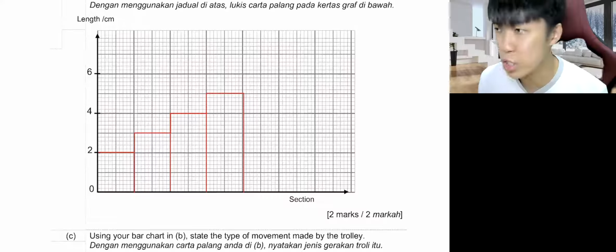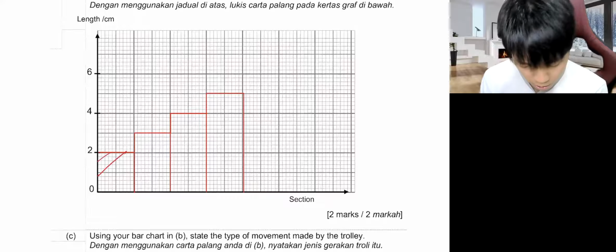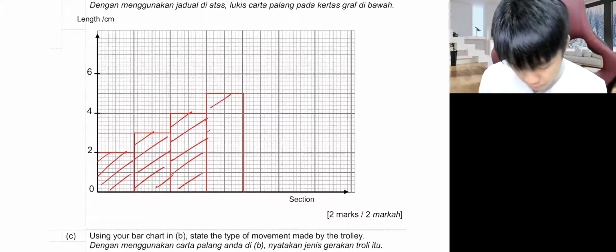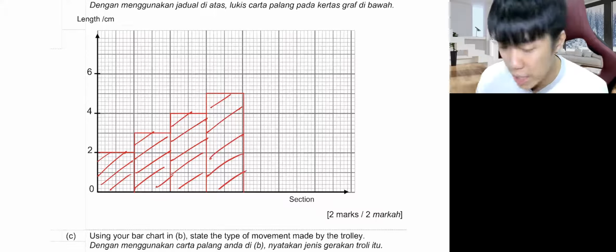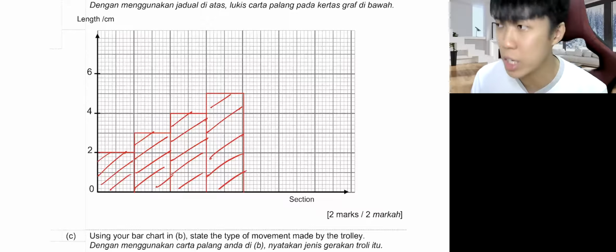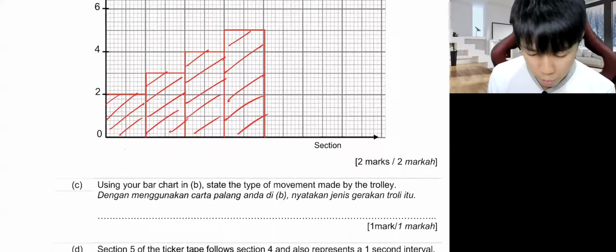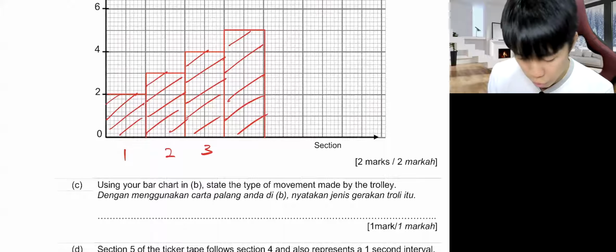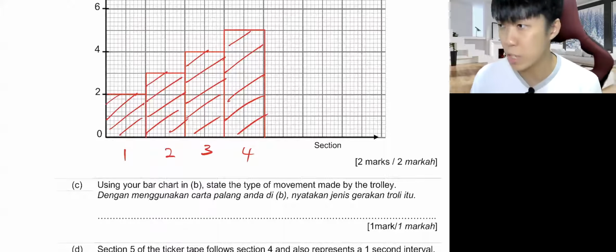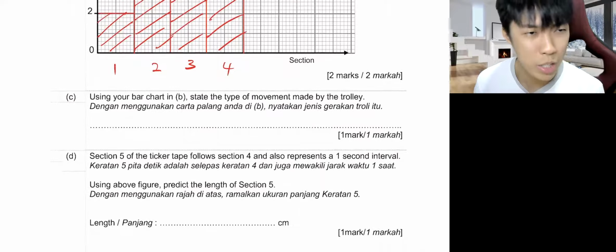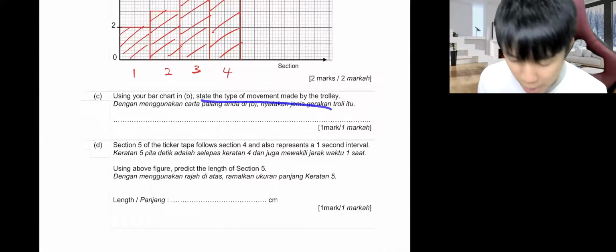And remember, do the shading. Must shade. Yes, must do the shading for bar chart or histogram. And finally, strip 1, strip 2, strip 3, strip 4, or section 1, section 2, section 3, section 4. Okay, can? Easy cheesy, right? Using your bar chart, state the movement made by the trolley.